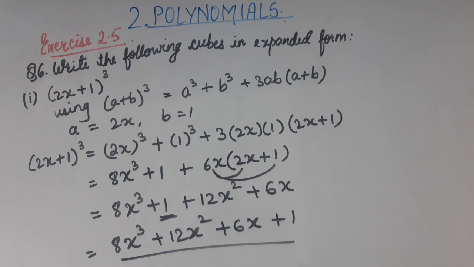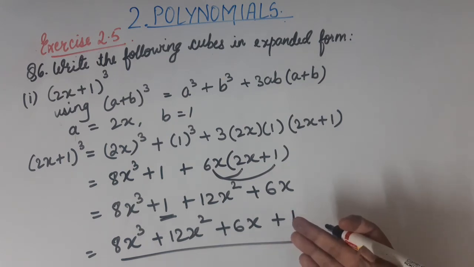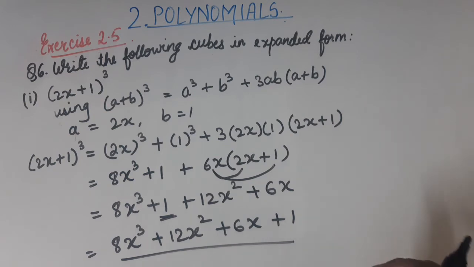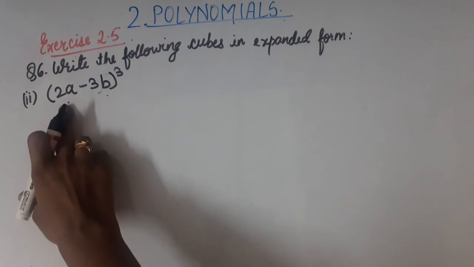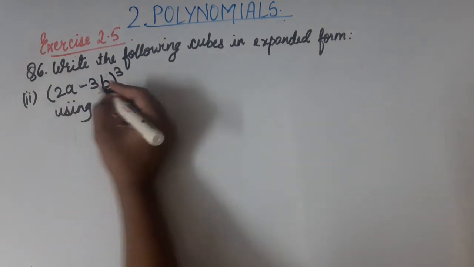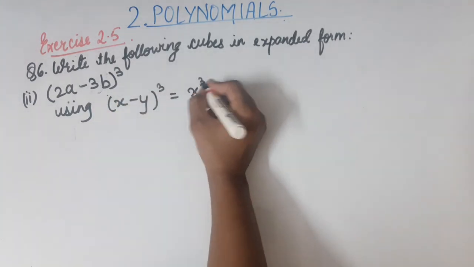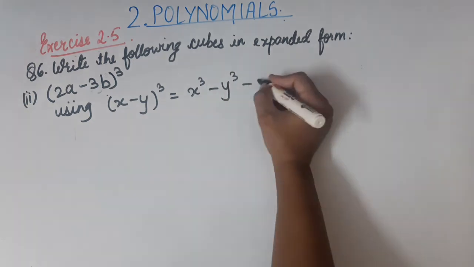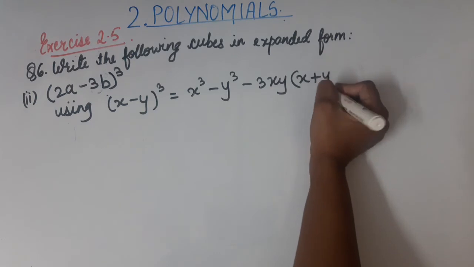Right? So you have to simply find the values of A and B and then put it in the formula. So for that the identities should be learnt by heart. Right? Now let us see the second question. So the second cube is 2a minus 3b whole cube. Now it is of the form x minus y whole cube. So using identity x minus y whole cube equal to x cube minus y cube minus 3xy in bracket x plus y.